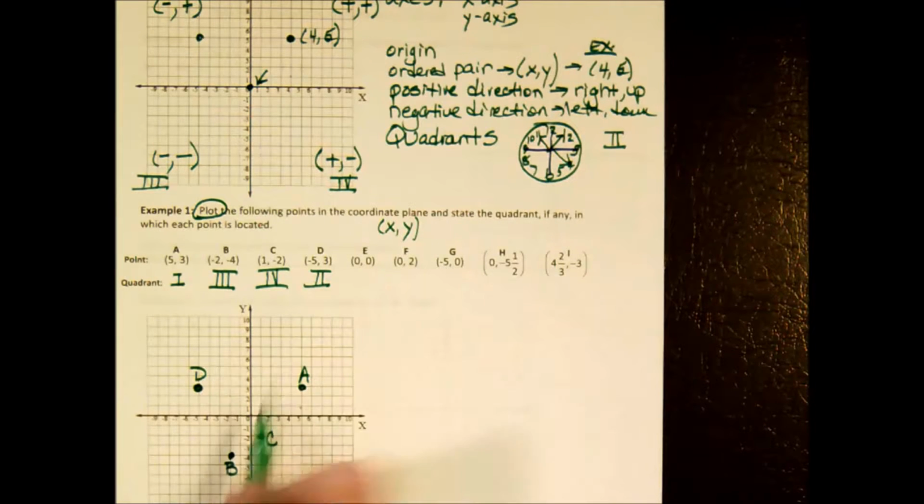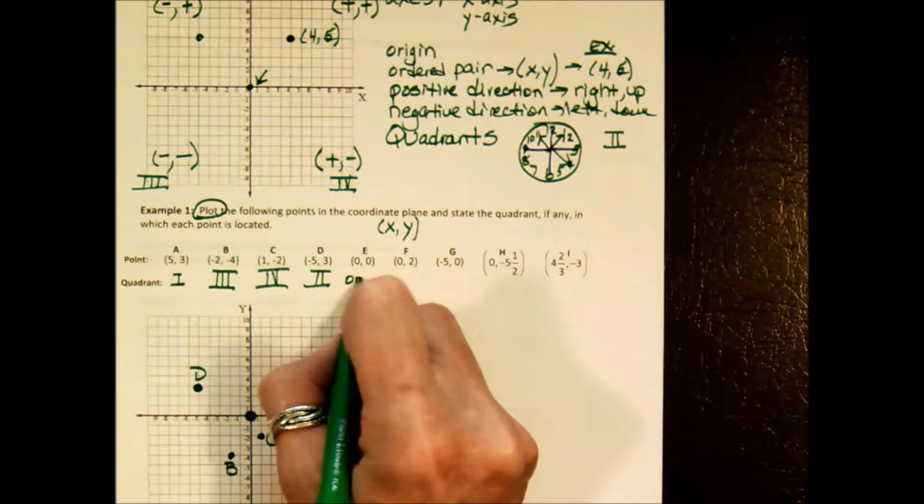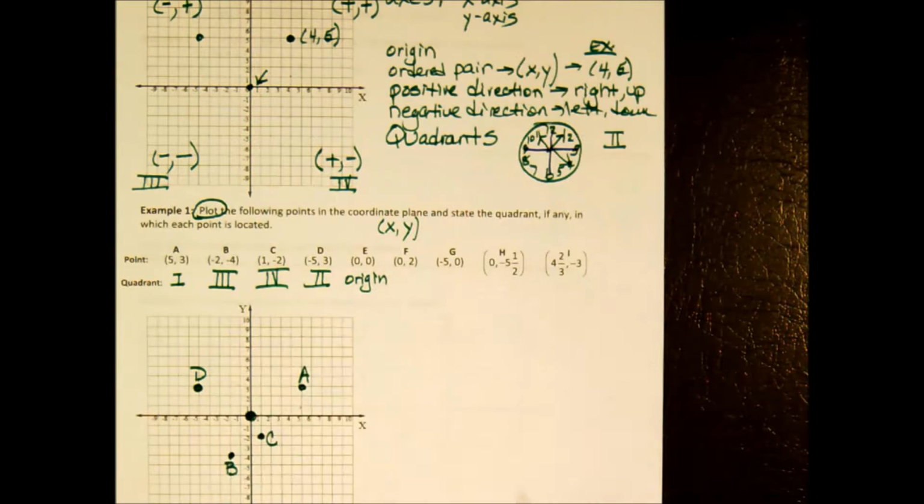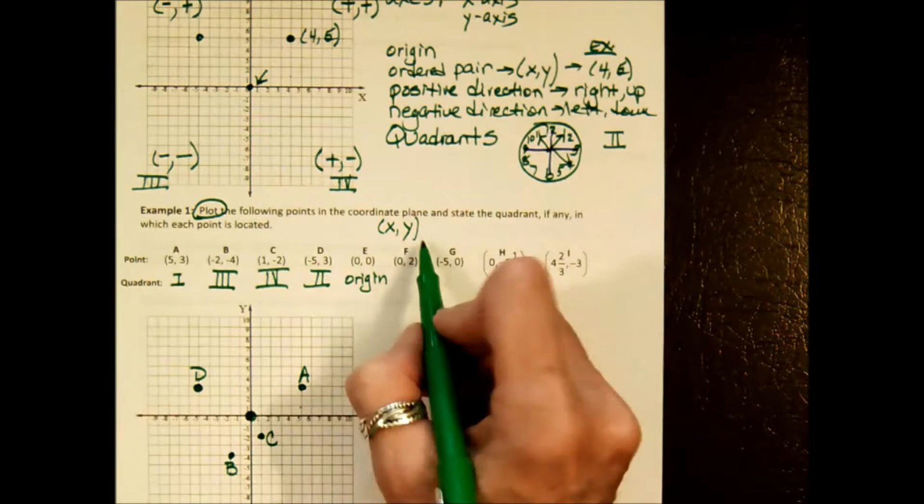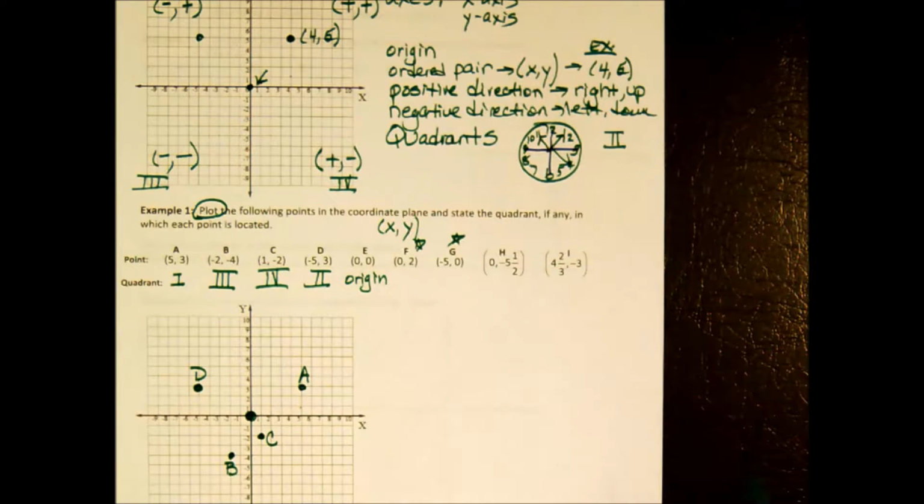Now we have (0, 0). Well, we know where that is. That's the origin. So it's not in a quadrant. It's just the origin. These two I want you to be real careful of. They're easy to get backwards.